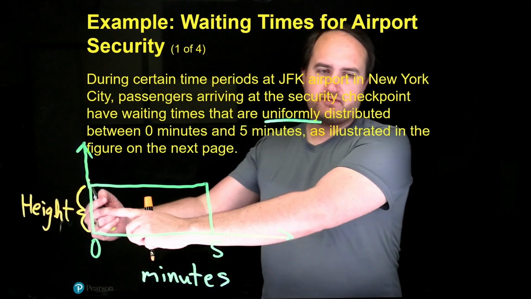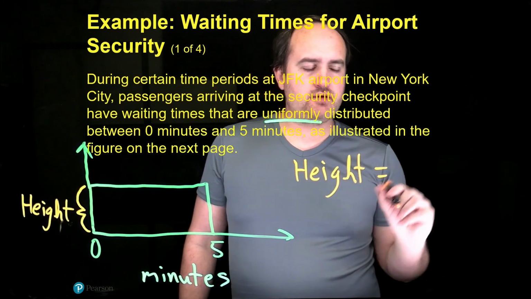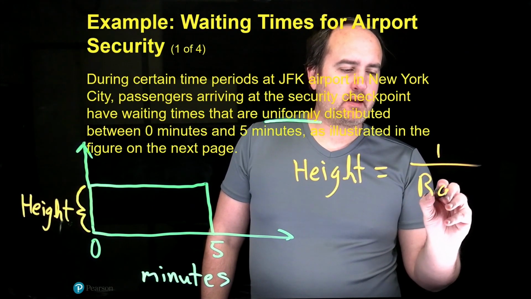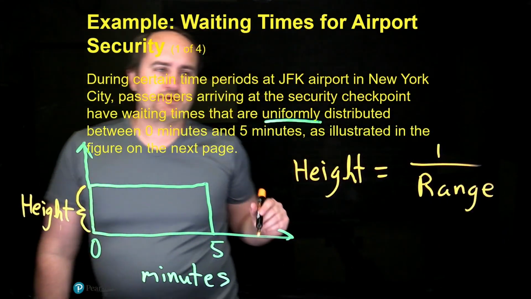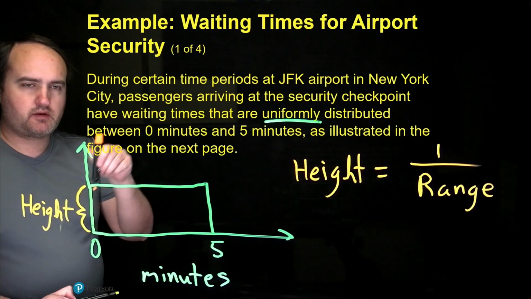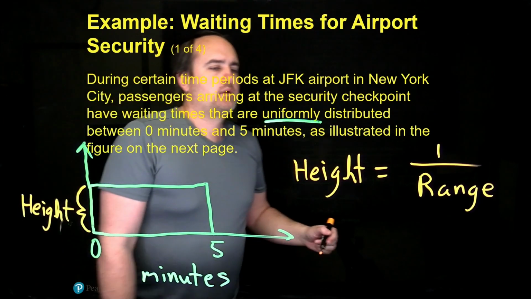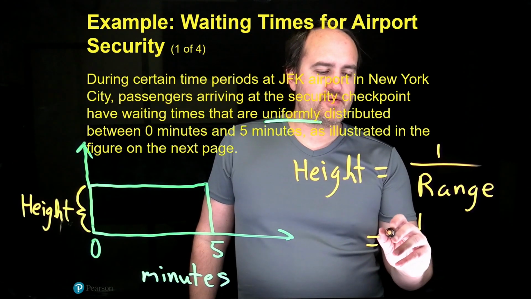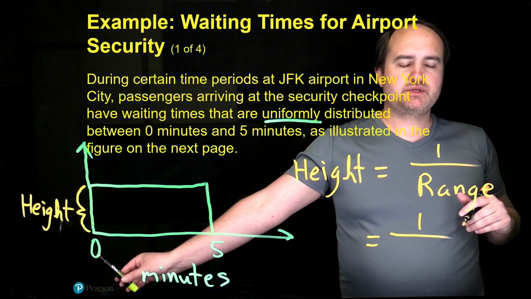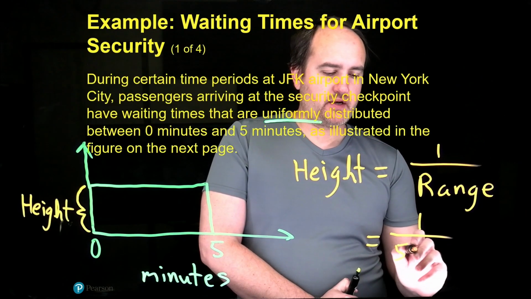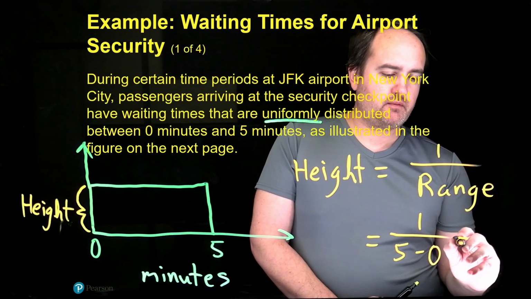If you look at the entire rectangle, the formula for the height is height equals 1 over the range. When they say the range, they mean the range of the entire rectangle. In this example, the range starts at 0 and ends at 5, so that's the maximum, 5, minus the minimum, which is 0. So 1 over the range is the same as 1 over the maximum minus the minimum. From our picture, the maximum is 5 and the minimum is 0, so this is 1 over 5 minus 0. And 5 minus 0 is 5, so this is just 1 over 5.